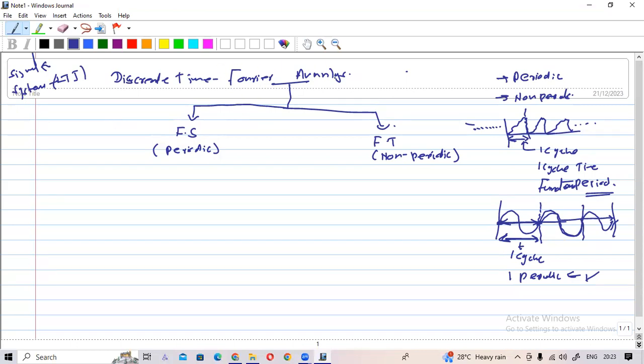This Fourier analysis is a very powerful tool. It is a mathematical tool actually, but it has very strong practical sense also. We will see them later.